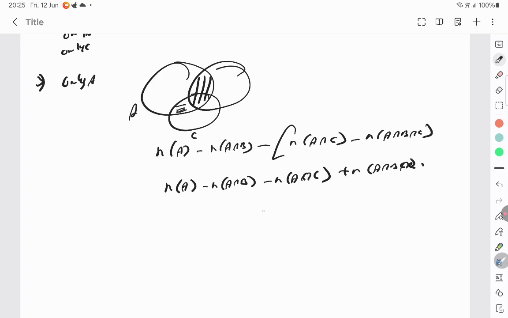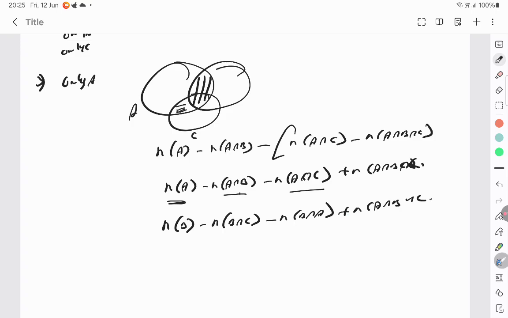If you can recall this formula for n of A only, then you can get B only and C only. Basically, you're subtracting the intersection of A with B, A with C, and adding n of A intersection B intersection C. Similarly, B only means n of B, where its intersections with C and with A should be avoided, plus n of A intersection B intersection C. So easy. Okay, so I hope you're clear.